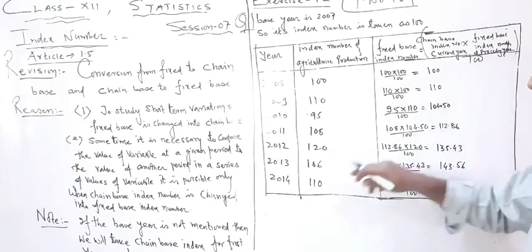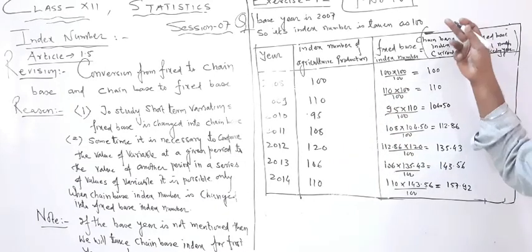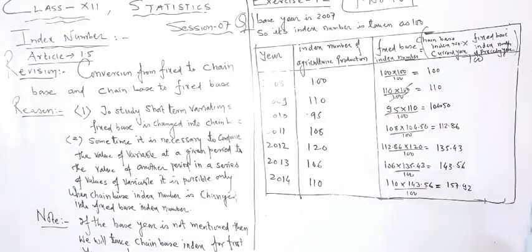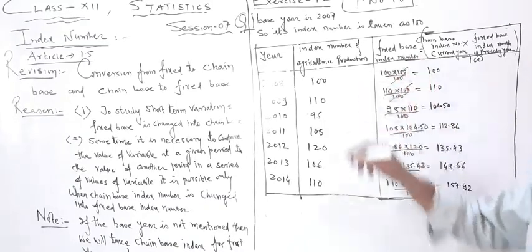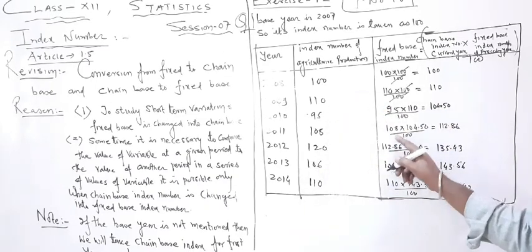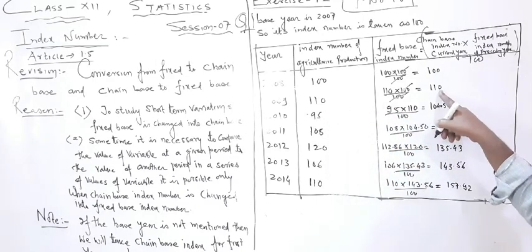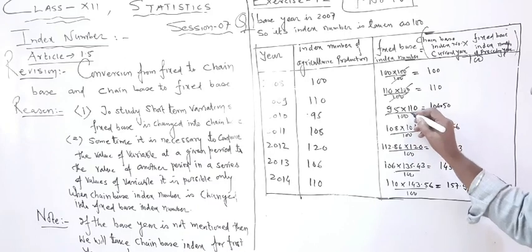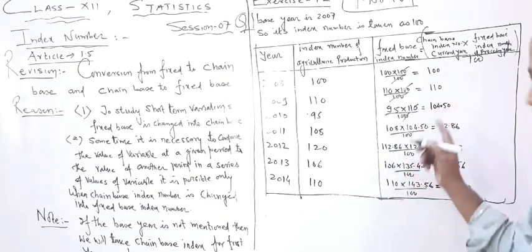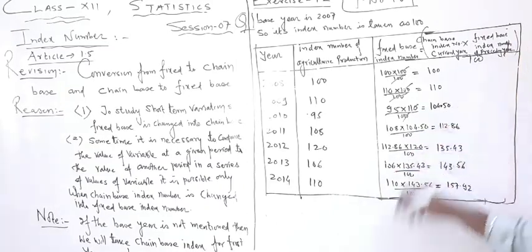So 100 will come. Then 110, then whatever answer came earlier for the preceding year. So 110 and 100, again divided by 100. The 100 and 100 cancel here, so the answer will be 110. There is no problem. Then in the next one, 95 is the current year, multiplied by 110 of the previous year, divided by 100. Now you calculate and get the answer. Whatever the answer comes, you write it here. Calculate by yourself; this is just a rough calculation.